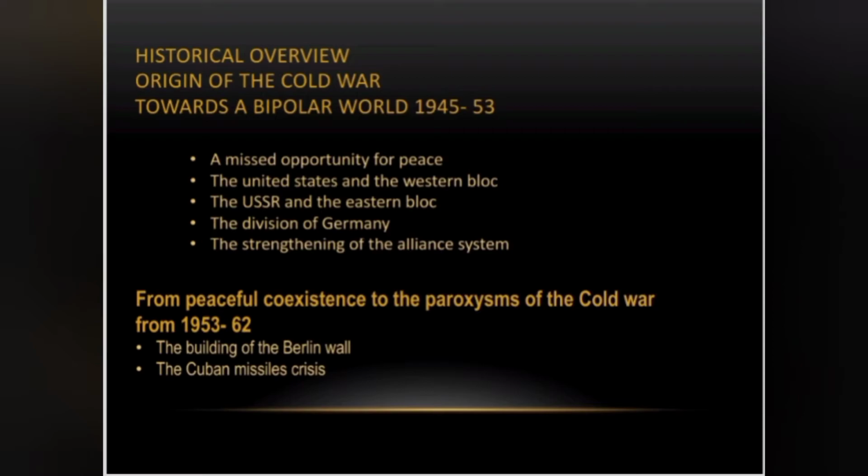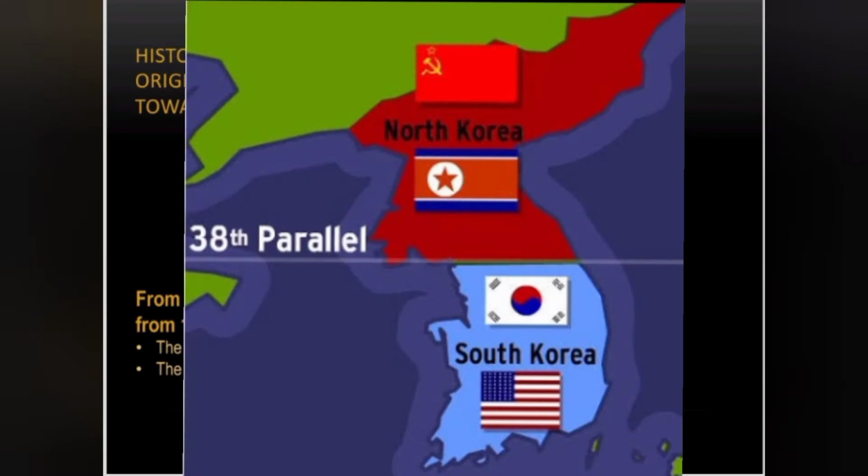ठीक है. So there's this other topic, from peaceful coexistence to the paroxysms of the Cold War, from 1953 to 1962. The first confrontation, which was the time period when the Cold War reached its first climax, was of the bloody ideological conflict and battleground, because that was the time when North Korea invaded South Korea. अब North Korea में communist regime था, and South Korea में it was under the US influence.